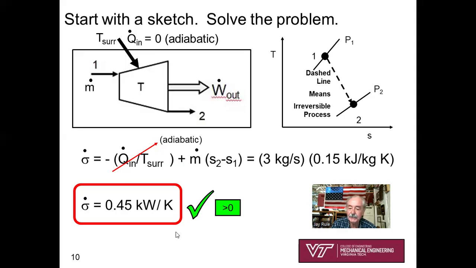I'm going to put a big green check mark because that process that was described in the problem statement is possible and irreversible. Okay, and so that's why I have a dashed line on my sketch. I jumped the gun a little bit on my sketch. The dashed line means the process is irreversible. All right, pretty good example problem to prepare you for a quiz or a test.